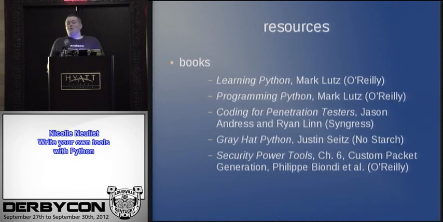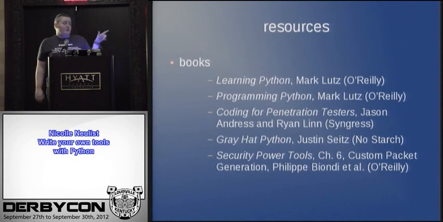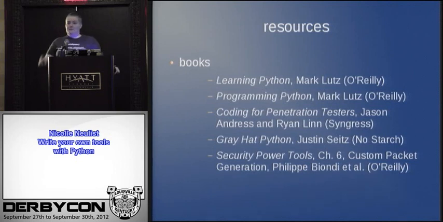That's kind of the end of this whirlwind tour of Python. If you're interested in learning more, Learning Python and Programming Python, which are the O'Reilly manuals, are really good. I mean, that's how I learned the language to start. Coding for Penetration Testers by Jason Andress and Ryan Linn. I think both of them are actually wandering around here at DerbyCon. I love that book. It covers Python and a bunch of other languages in amazing detail and gives you a lot of context for how to use languages in security scripting. Gray Hat Python is a lot of fun, especially if you want to do exploit dev or fuzzing. Security Power Tools, Chapter 6 is an entire chapter on Scapy, which is awesome.